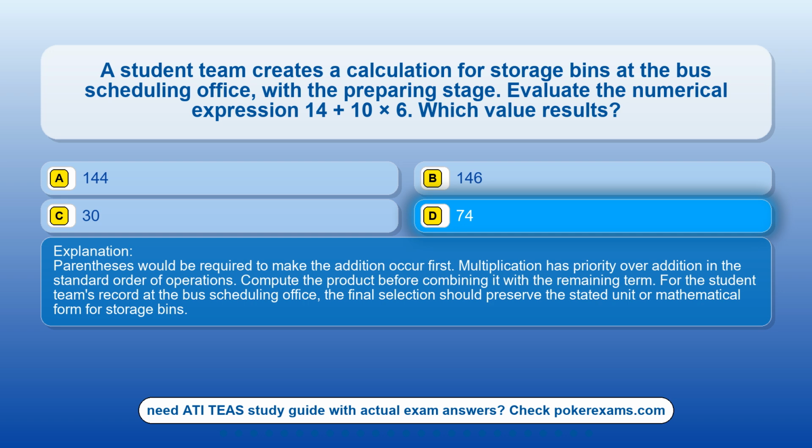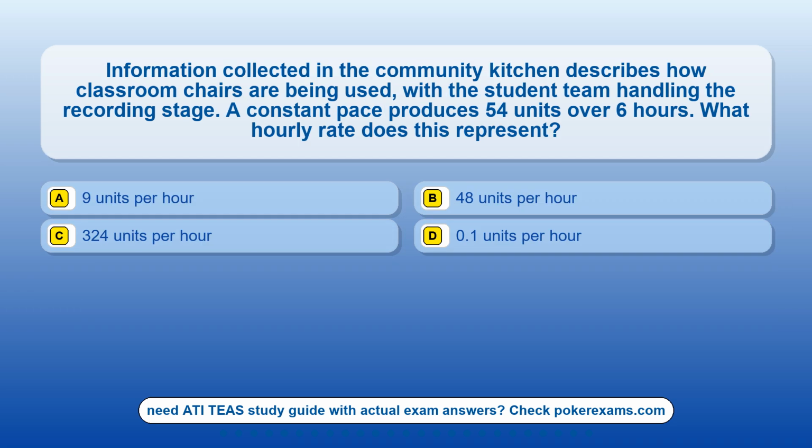For the student team's record at the bus scheduling office, the final selection should preserve the stated unit or mathematical form for storage bins. Question 15. Information collected in the community kitchen describes how classroom chairs are being used, with the student team handling the recording stage. A constant pace produces 54 units over 6 hours. What hourly rate does this represent?